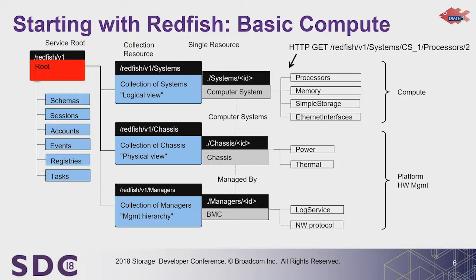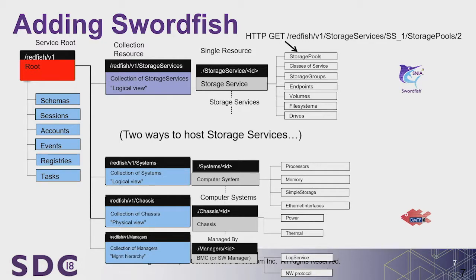But for a basic compute system, it's broken into three major categories. There's the systems, which is kind of the logical view of a server, a chassis, and a manager. The chassis is where you put the physical view of a system. And the manager in the server case is kind of the BMC for the most part. It's the management hierarchy. If you think about how you build up storage systems, in some cases those things are leveraged completely, in some cases components of them or logical versions of them are leveraged, but they're very similar.